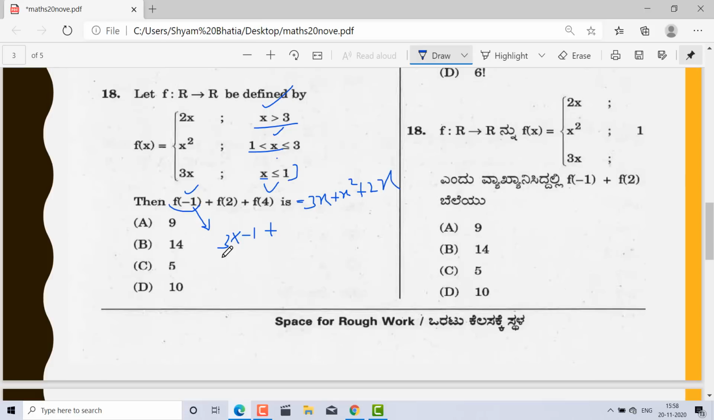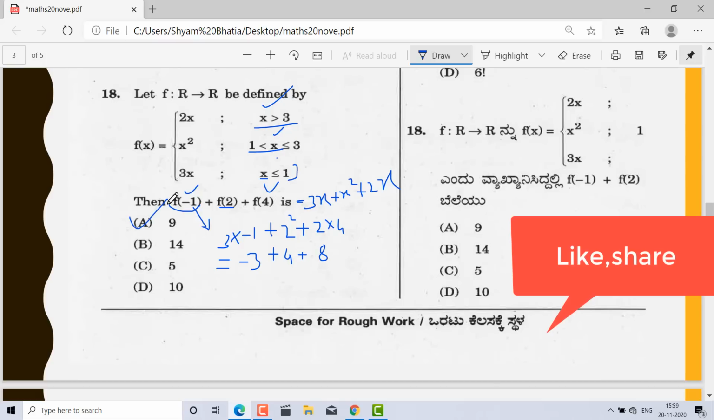Yes or no, friends? So 3x, x is minus 1, and here f(2), so 2 square. So 2 square. Okay, and plus finally f(4). f(4) is what? 2 into the value of x is 4, so you can write here 4. So nothing but minus 3, plus 2 raised to the power 2. So what will you write here? 4. And plus 8. So what will you write here? 4 minus 3 is 1, and 1 plus 8 is 9.